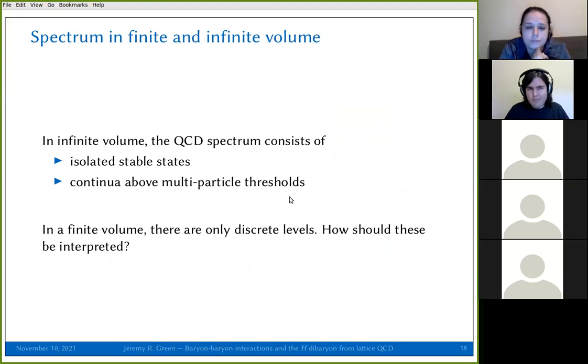Okay, so now if we have a method for getting the spectrum, the next question is, what does the spectrum mean? So in infinite volume in QCD, we have these isolated stable states, proton, pion, deuteron, and so on. But above multi-particle thresholds, it's all continuous. So you have a nucleon-pion continuum with various relative momenta, nucleon-nucleon, and so on. Now in finite volume, we only have discrete levels. So the question is, what can you get out of these discrete levels that really don't look like the infinite volume spectrum?